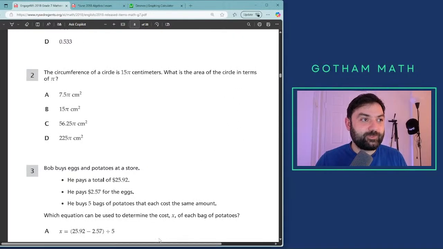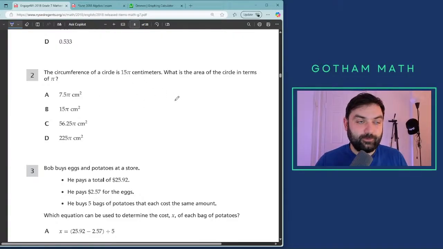We're going to start with question number 2. I'm going to go over the questions that my student got wrong so you won't get it wrong. And let's start. We start with question number 2. The circumference of the circle is 15 pi centimeters. What is the area of the circle in terms of pi?